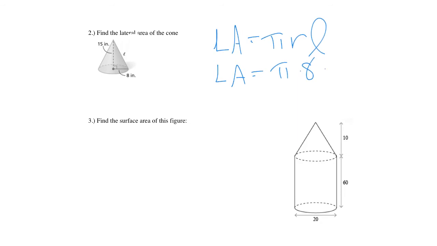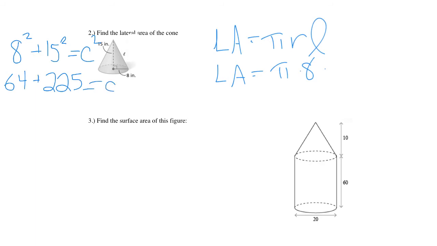We were given the height of the cone, which is 15, but we need to find the lateral height of our cone. We can use the Pythagorean theorem to do that. So we've got 8 squared plus 15 squared is going to equal the lateral height, I'll just call it c squared. 8 squared is 64. 15 squared is 225. We add that together, and we get 289, and therefore it's 17.